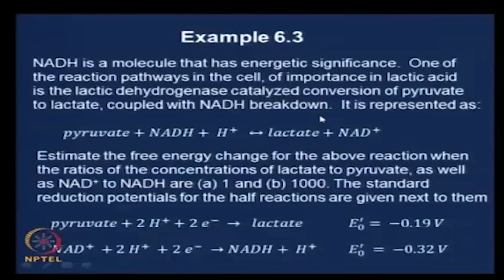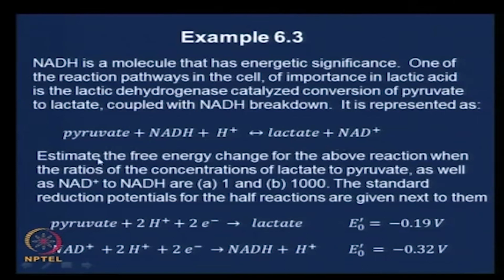So let me complete this: of importance in lactic acid production is the lactic dehydrogenase catalyzed conversion of pyruvate to lactate coupled with NADH breakdown. This NADH breakdown also happens there, and also lactate could be replaced with ethanol in some organisms, and there also you have an NADH breakdown. This is represented as pyruvate plus NADH plus H plus giving you lactate plus NAD plus.